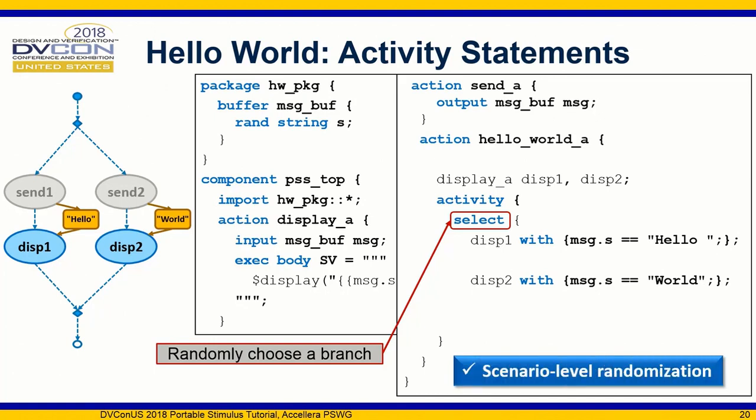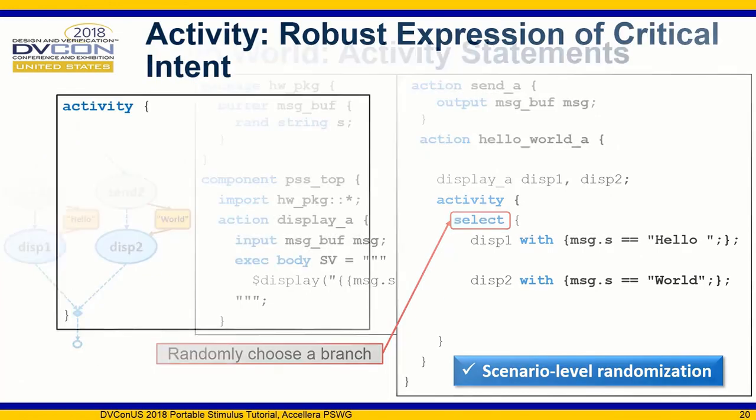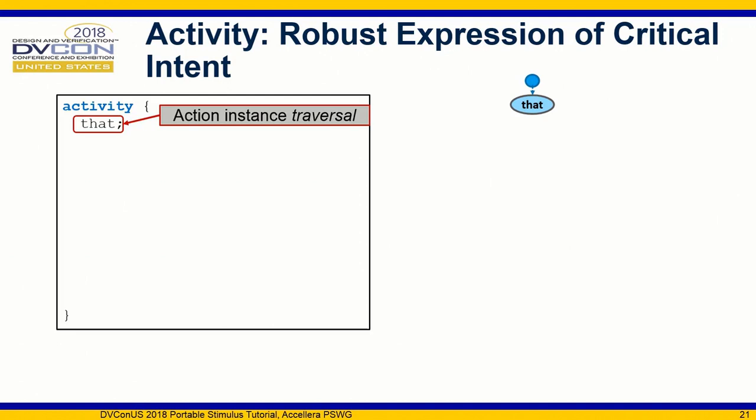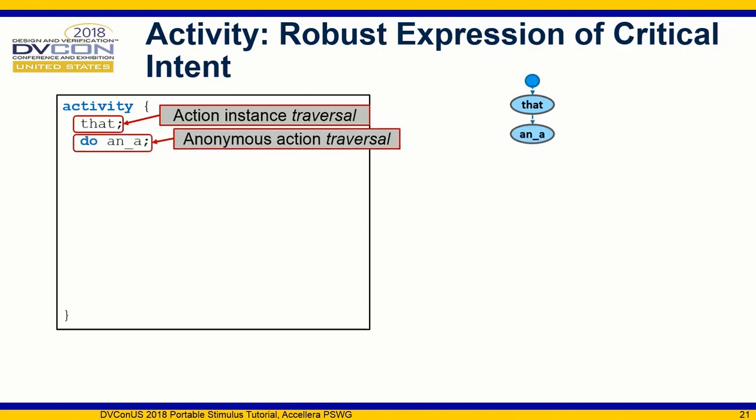So now we have scenario level randomization, right? I'm picking one or the other. Each test is only going to do one, but when I put them together, I do every combination. In an activity, there's lots of things that we can do. By default, they happen sequentially, so I can specify an action. We call it action traversal. It's not really execution, because in the portable stimulus model, we're not actually executing it yet. We don't execute it until we actually generate it and run. But we traverse the action, and that implies that we're going to randomize all the pieces of it and do whatever, right? We can also specify an anonymous traversal, so I don't have to instantiate something and then traverse it. I can just say do whatever.